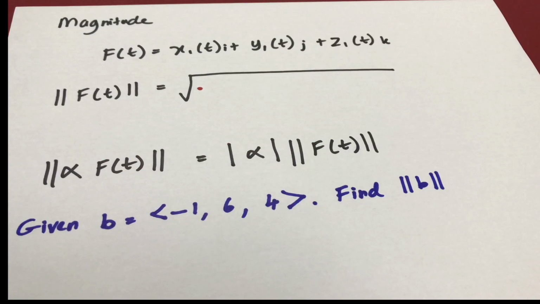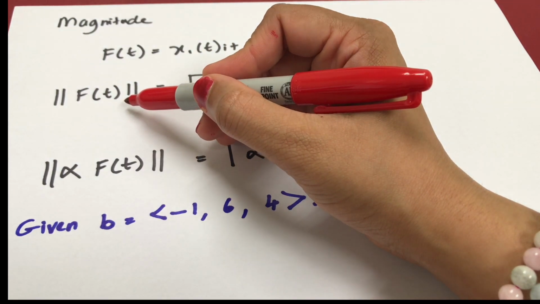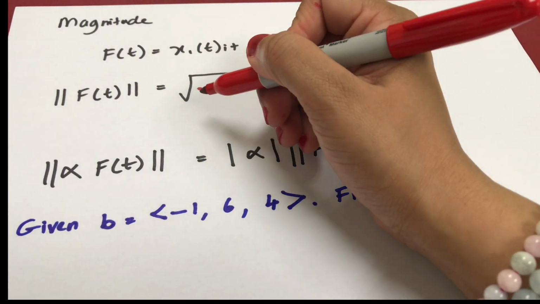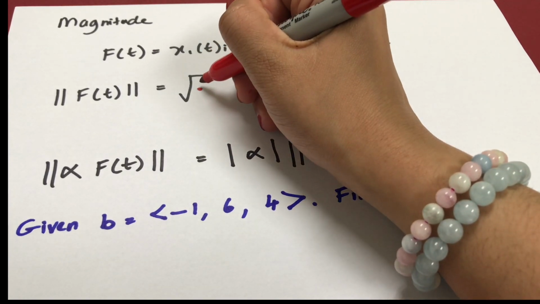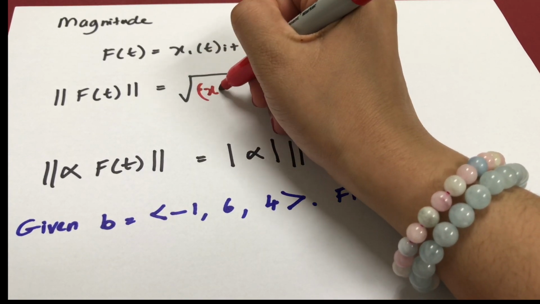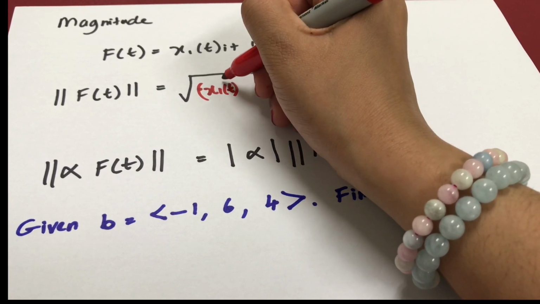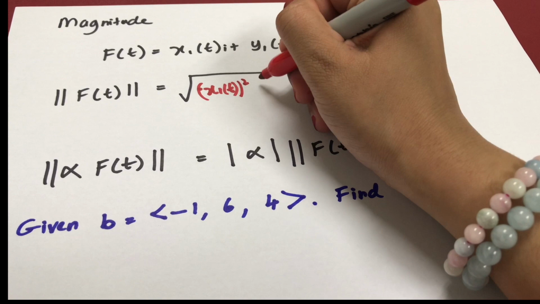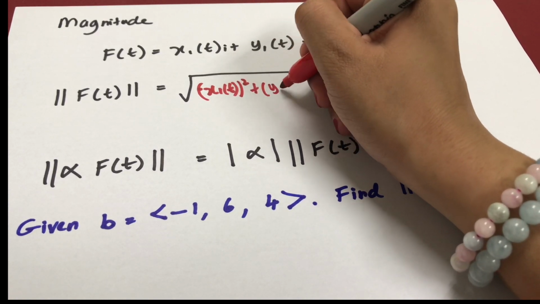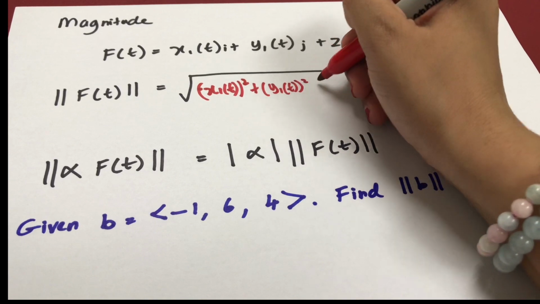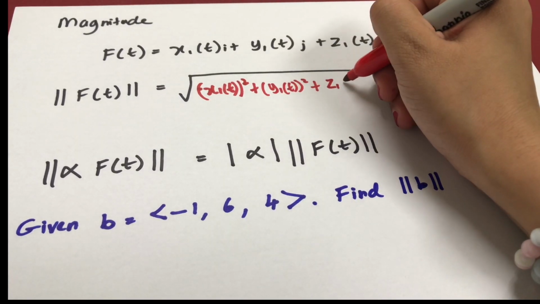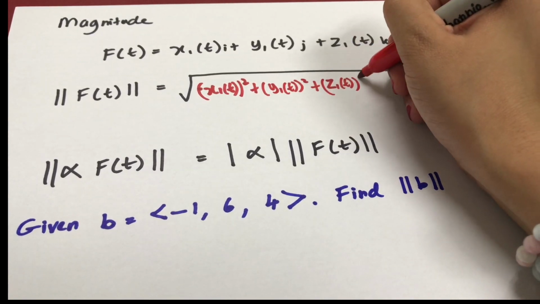Let's discuss the length or magnitude of the vector valued function. The magnitude is simply the square root of the sum of squares of its components. Now in this case, the magnitude of the vector f of t would be the square root of the sum of squares of the component x1 of t squared plus y1 t squared plus z1 t squared.